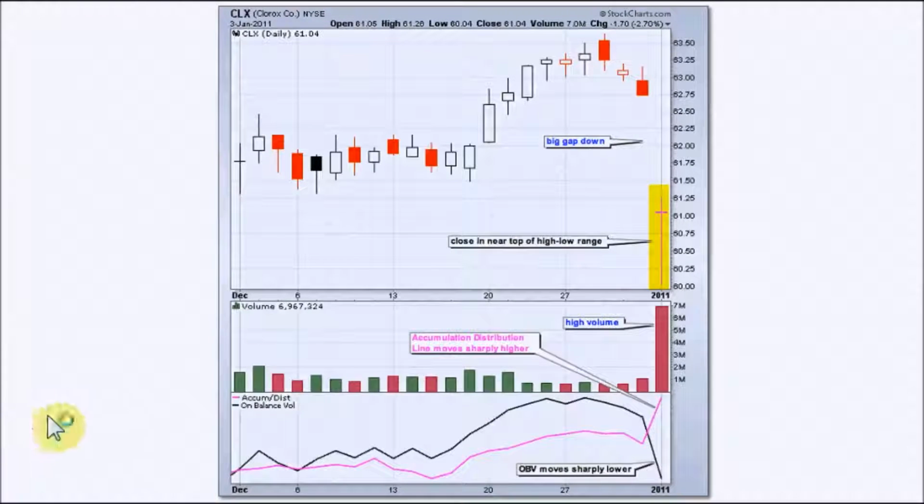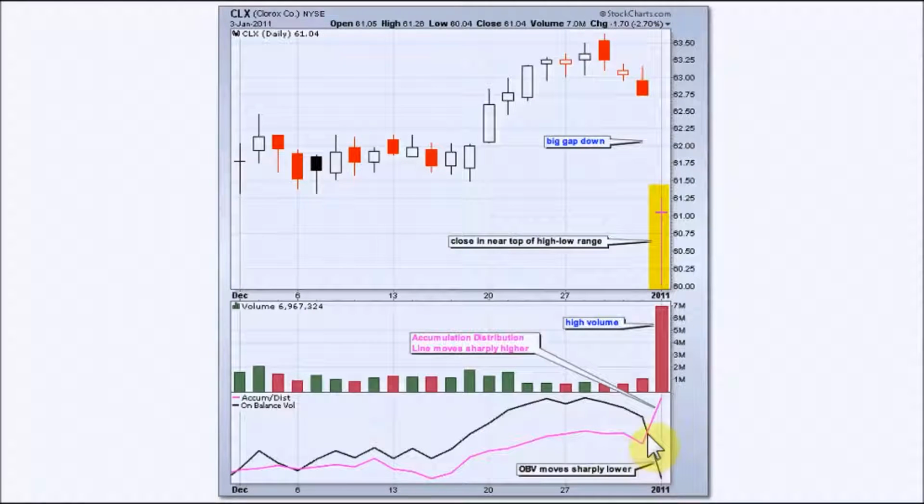Here is a great example of how you can see such a major divergence between on-balance volume and accumulation distribution. OBV fell like a rock for two reasons. First of all, the close was much lower than this day's close. Not sure why it gapped down so big at the open, but it could have been bad news or a bad earnings report. And it had huge volume, so OBV falls hard.